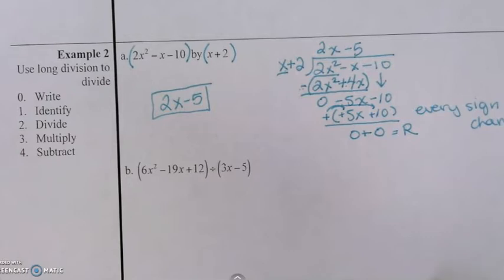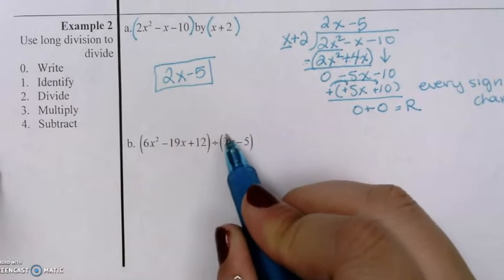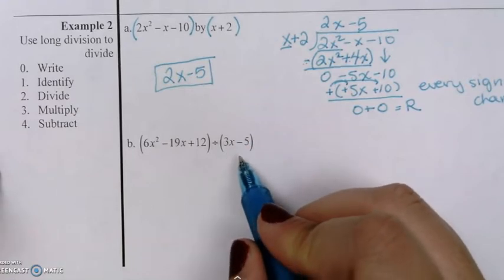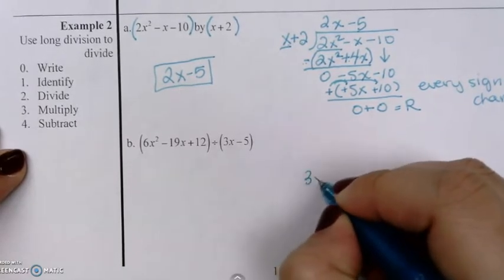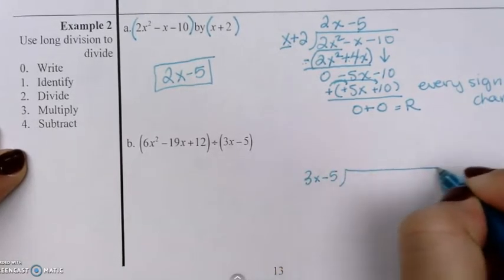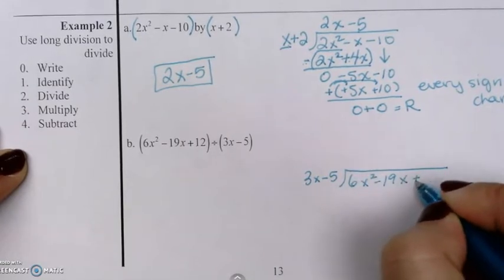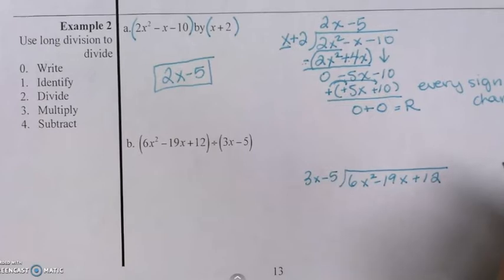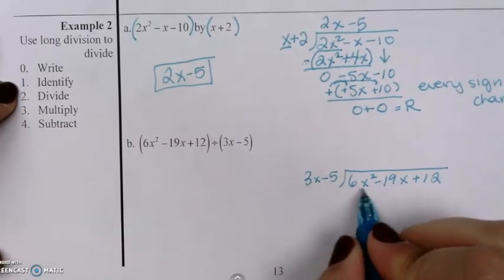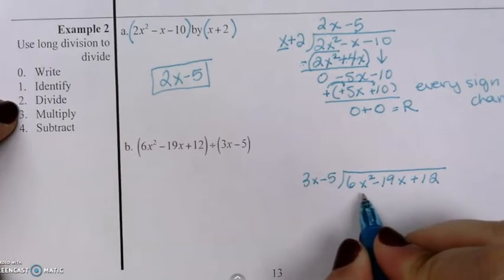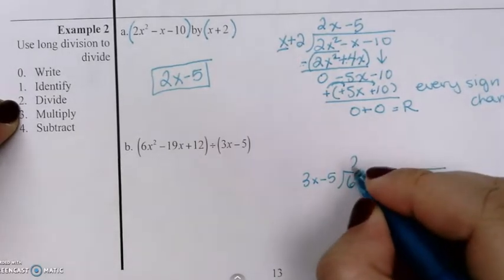Let's look at another example using long division. Part B, here because I'm not dividing by a monomial, that tells me that I need to use long division here. So in and out, 3x minus 5 goes into 6x squared minus 19x plus 12. And then I identify 3x into 6x squared. Dividing, 3x times what gives me 6x squared?